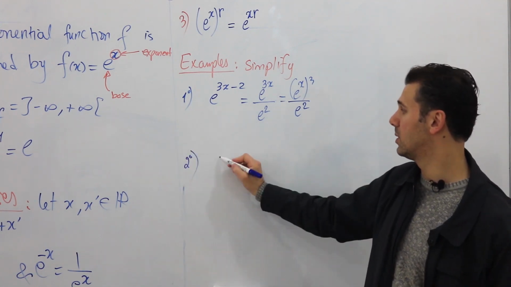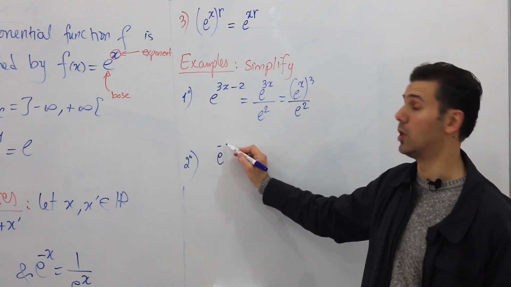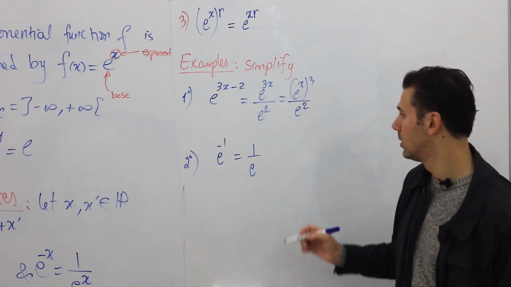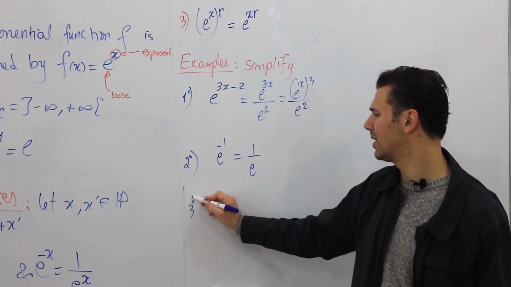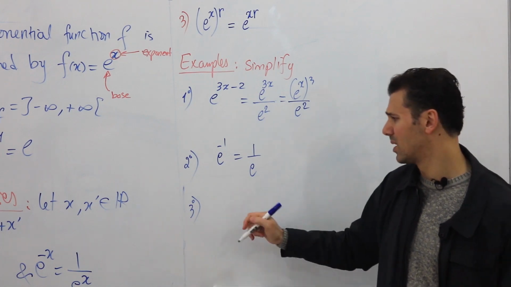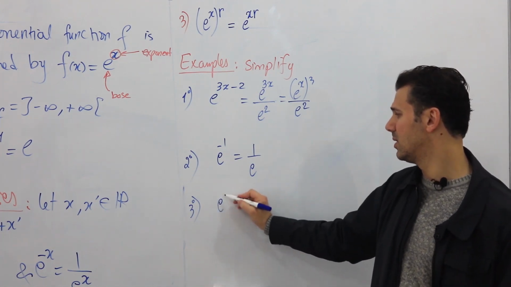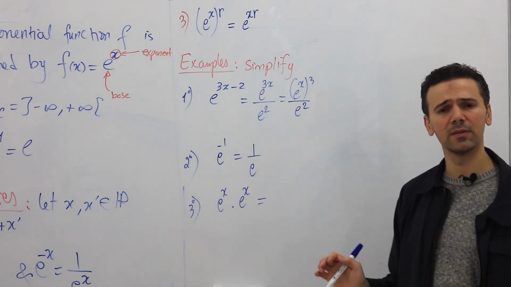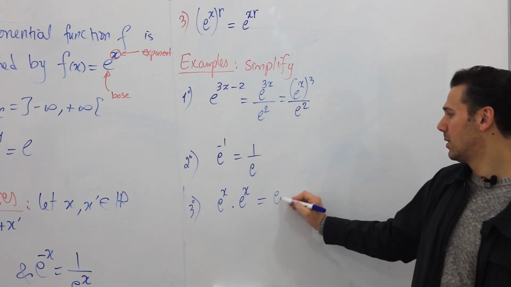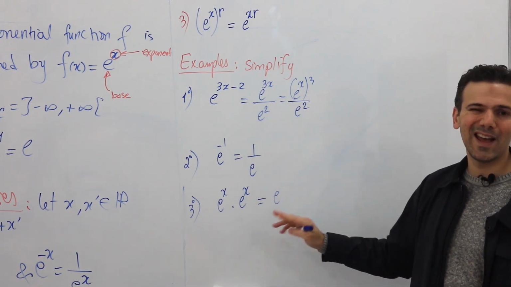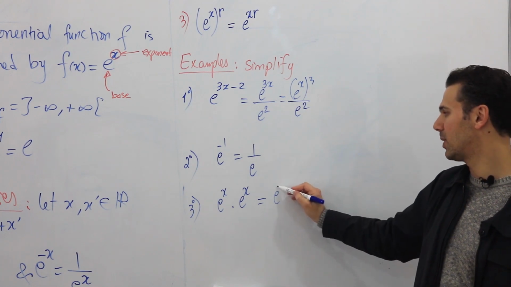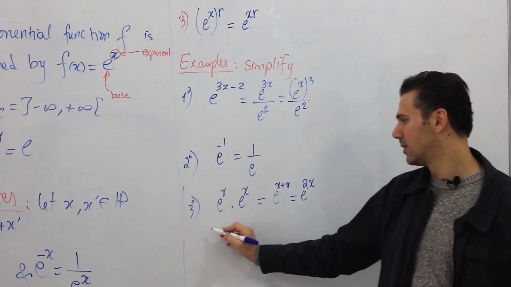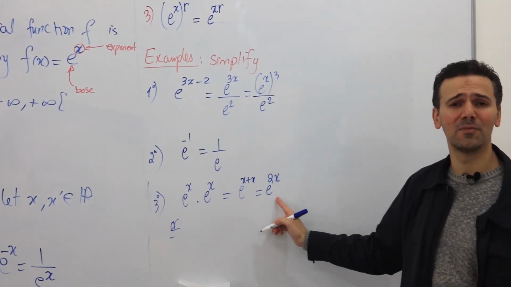Okay. The second example, if we have e power, let's say, minus 1, it will be 1 over e. Also simple. What about if we have, be careful about this, most students make a mistake in this. If we have e power x times e power x, it will be what? It's not e power x squared, it will be e power x plus x, which is e power 2x.